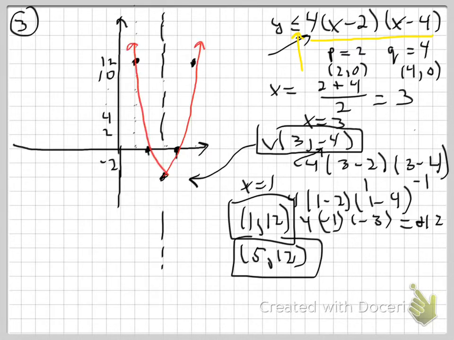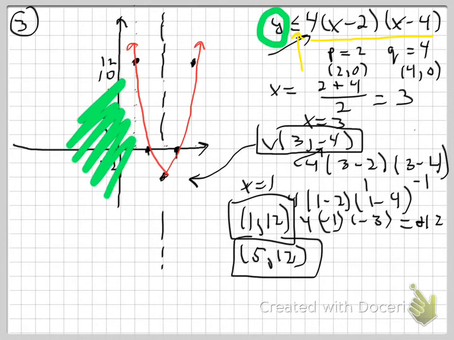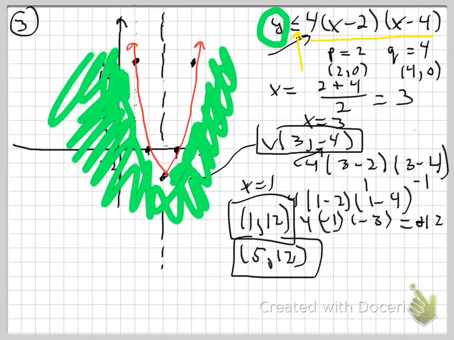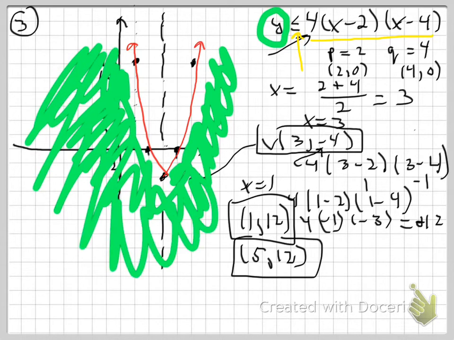And then I have to shade it. And the shading, it says less than. So all the y's are smaller than it. So I'm going to go shading on the outside here up to the red line, or the red parabola. That's my shading right there. You can go nuts with it, but there's my shading. Looks kind of messy, but gets the job done. So we're done with that one.